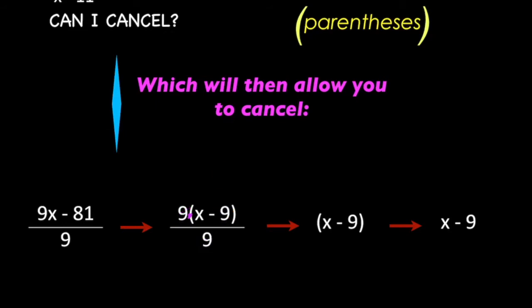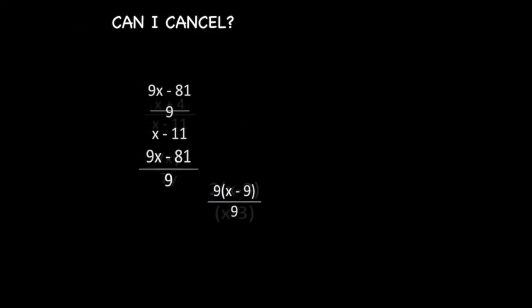One thing I'd like to mention is that when you use this technique, namely when you introduce a parentheses that is not there initially in order to allow for you to cancel, always go back and double check your math. Always redistribute. Make sure that you did this correctly. So the first step would be 9 times x, and that does indeed equal 9x. Step 2 would be 9 times negative 9, and that does indeed equal negative 81. Now that you've checked your distribution, you've checked your math, you go ahead and cancel these 9s, and your final answer is x minus 9.